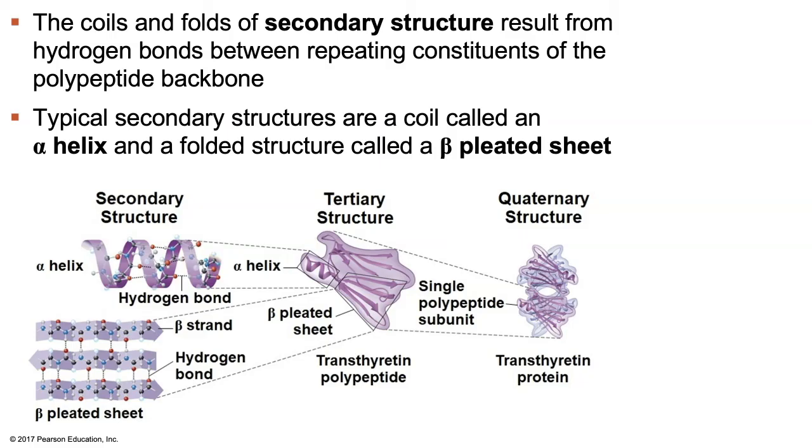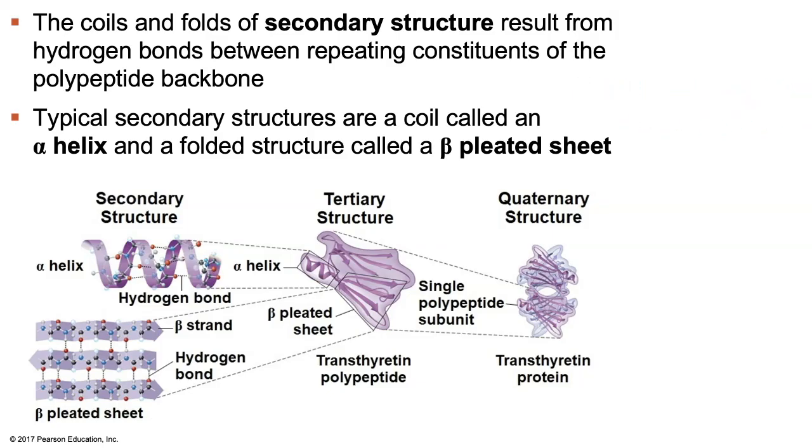So make sure that you note in the secondary structure, there are covalent peptide bonds present, still holding the primary structure together, and now we have hydrogen bonds which are holding the alpha helix and beta pleated sheets in their structure.